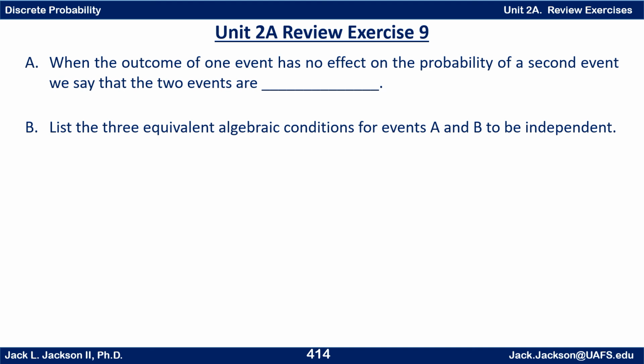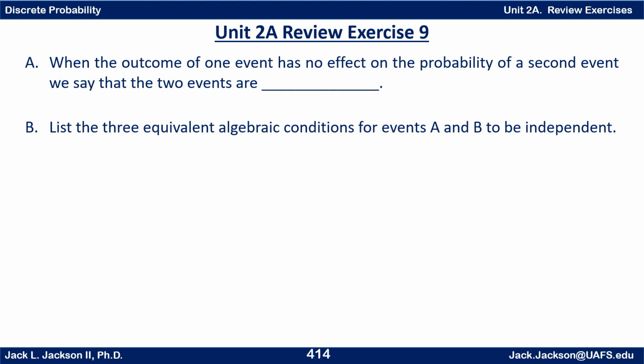Exercise 9. When the outcome of one event has no effect on the probability of the second event, we say that the two events are blank. Fill in the blank. List the three equivalent algebraic conditions for events A and B to be independent.